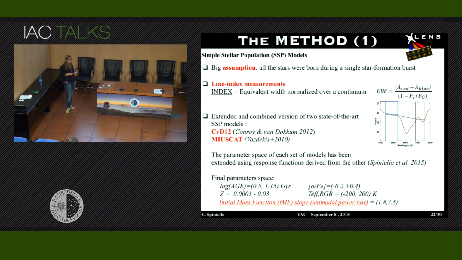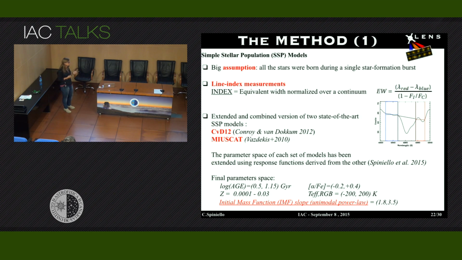So I'm using response functions derived from one and applied to the other, and derived from this and applied to the one, to get a total coverage of the parameter space and be able to change age, metallicity, alpha to iron, temperature, as I said, and initial mass function slope.